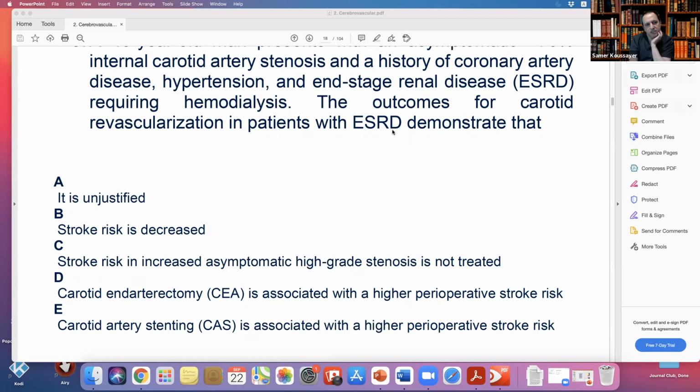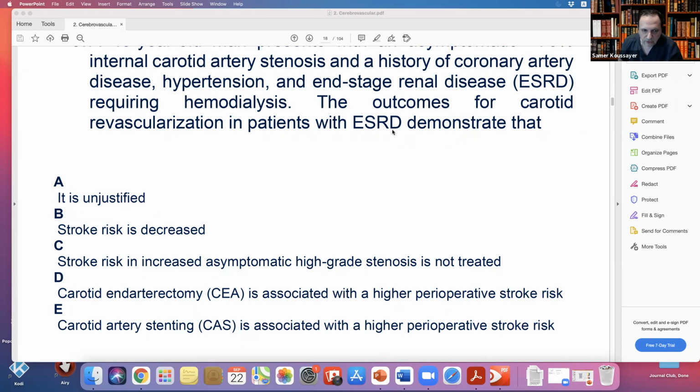And carotid endarterectomy is associated with higher perioperative stroke risk. Carotid artery stenting is associated with a higher perioperative stroke risk. What they want to tell you is that, first, surgery and stent, the risk of perioperative stroke is the same, it doesn't matter. So this will not increase your incidence of stroke.